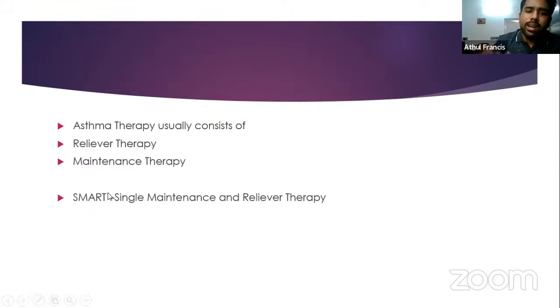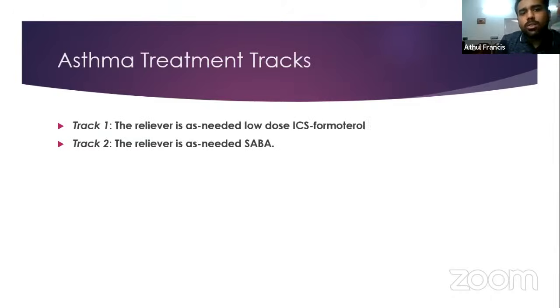Earlier, the reliever therapy was different and the maintenance therapy was different. Now it's something called SMART therapy, that is single maintenance and reliever therapy. So you use the same inhaler as a maintenance therapy as well as a reliever therapy. This is according to GINA 2021 guidelines. In GINA 2020, ICS-LABA was thought of as the reliever as well as the maintenance. Now there is something called track 1 and track 2. Just remember there are two, track 1 and track 2. In track 1, the reliever is as-needed low dose ICS-formoterol, and in track 2, the reliever is as-needed SABA. So that is the only difference.